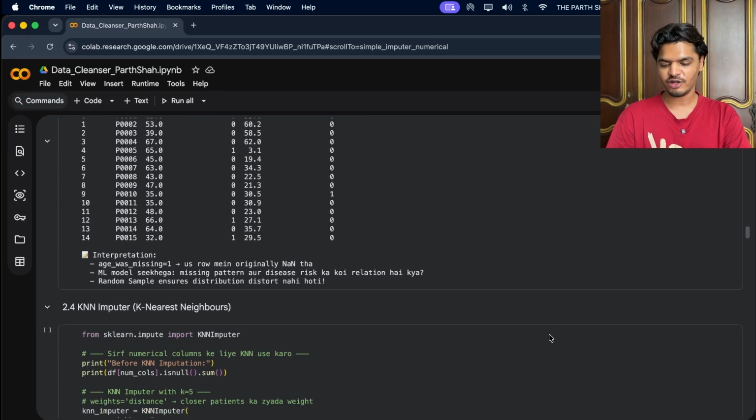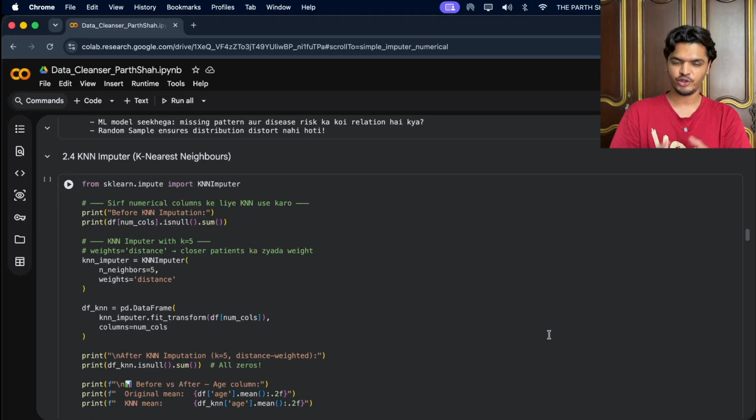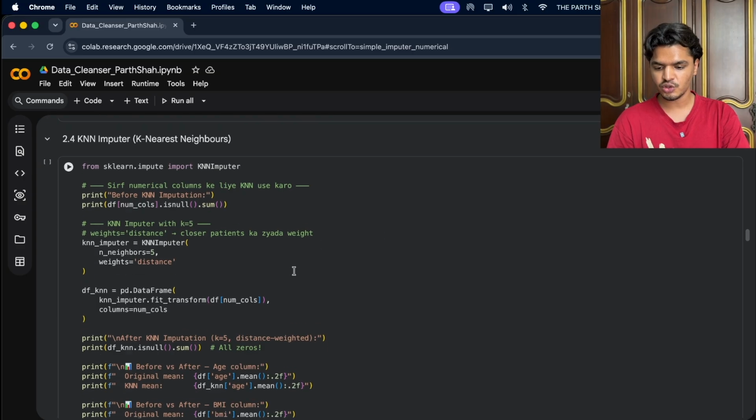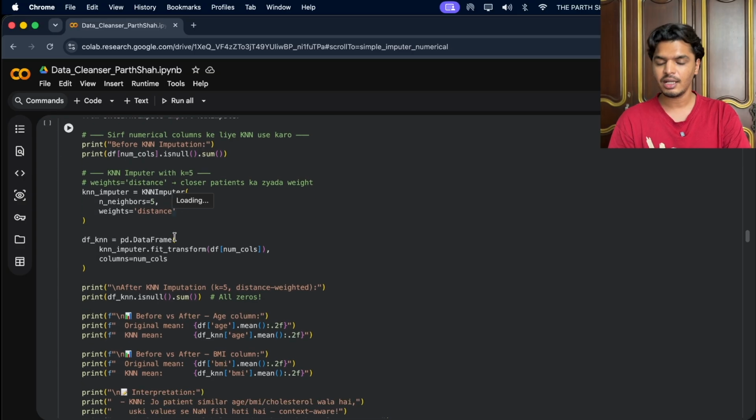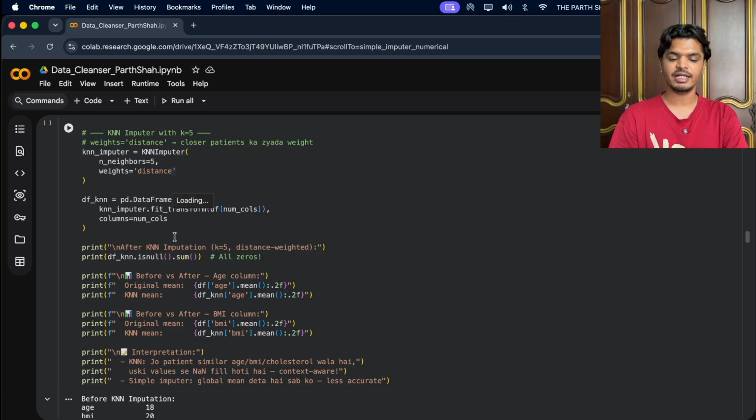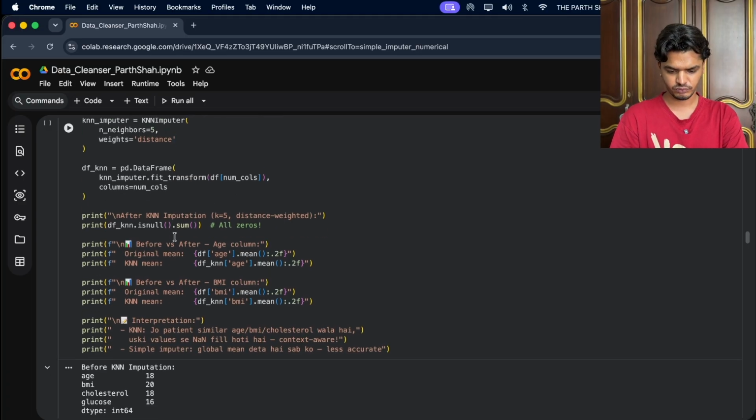So now for the multivariate approach, the KNN imputer. KNN stands for K nearest neighbors. For each missing value, it finds the 5 most similar patients based on all their other attributes and fills those missing values from these neighbors. So here I used weights equals distance, meaning patients who are more similar to the target patient have a bigger influence on the estimated value. This is smarter than treating all 5 neighbors equally.